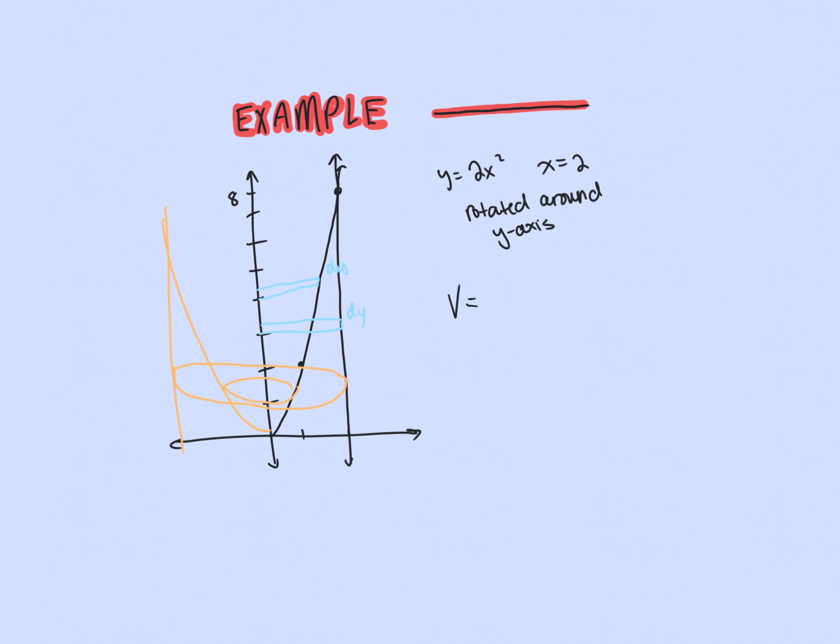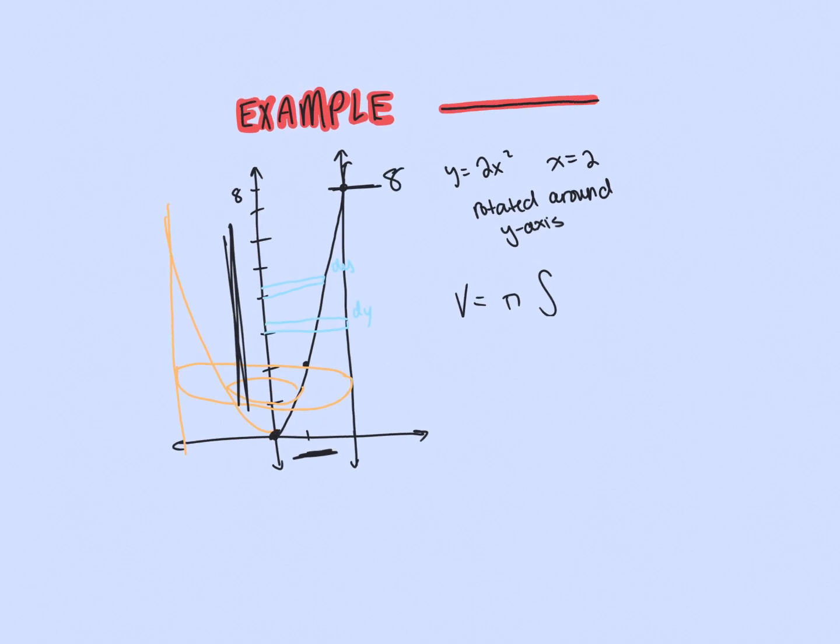So volume equals pi, and then we need to figure out where we're integrating between. Now remember, this is in terms of dy. So we can't be looking from here to here, we need to be looking from here to here. And we can see that they intersect at the y-coordinate 8. Also, for the sake of this problem, I forgot to say that it is also bound by the x-axis. Alright, so we are from 0 to 8.